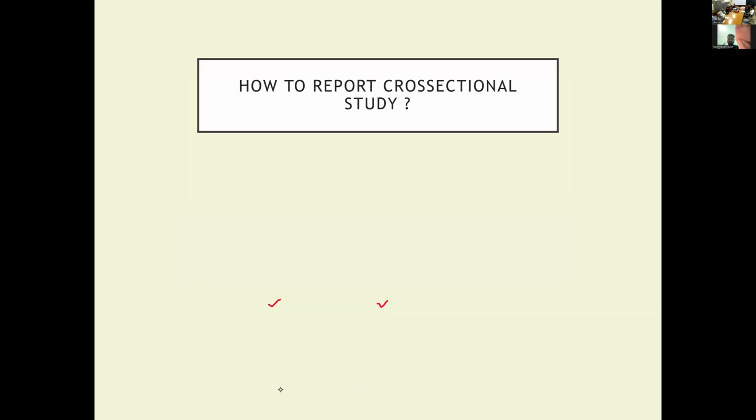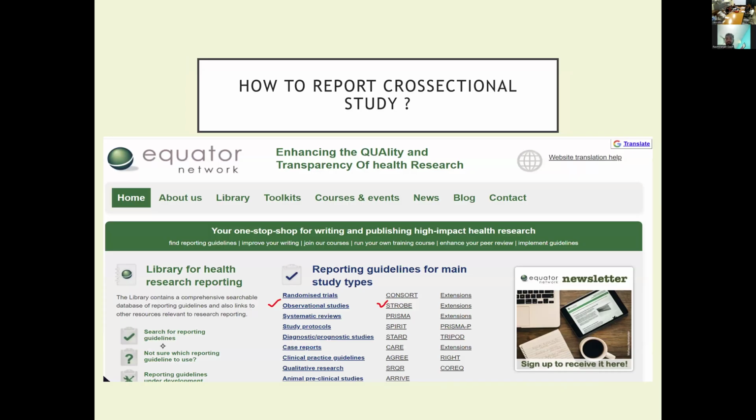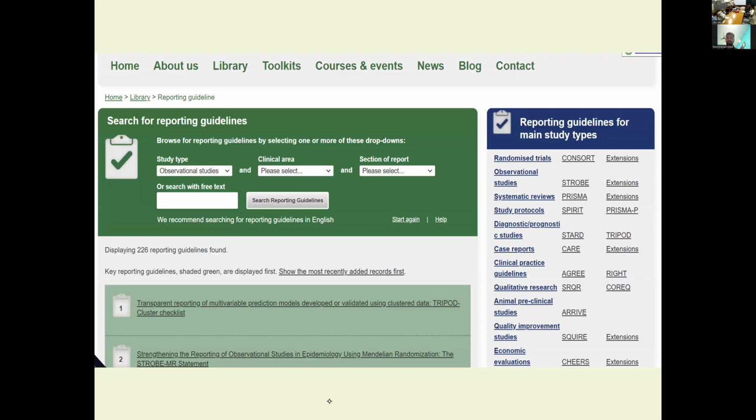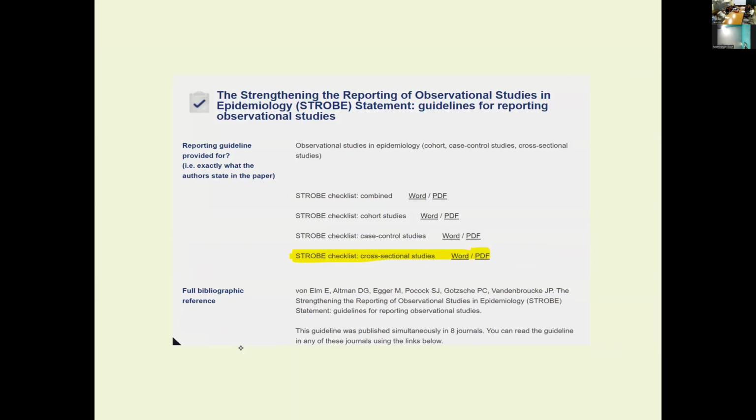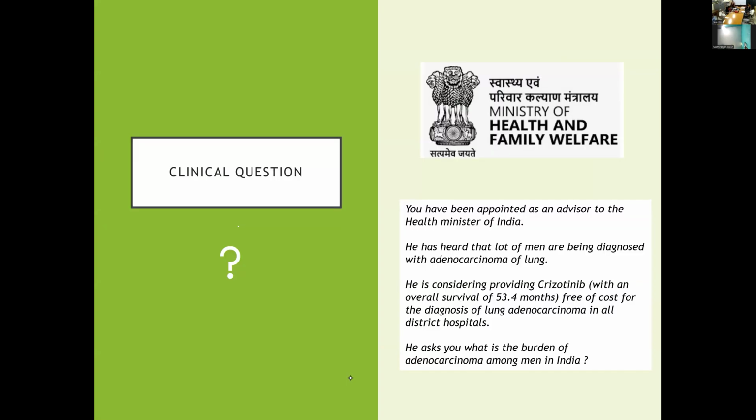So now we come to how to report a cross-sectional study. This is a checklist I have taken from the EQUATOR network. It is online and free. If you go to the website, there are different guidelines for different study types, including the observational study STROBE checklist. You can even search based on your study, and it will tell you which type you can choose. I have taken STROBE, and for STROBE there is a combined cohort, case-control and cross-sectional version, and I have chosen the one for cross-sectional study.